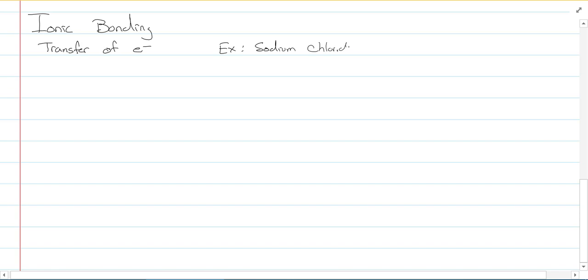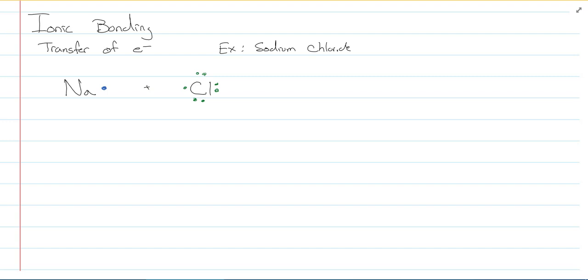Let's talk about ionic bonding now. And of course, in ionic bonding, we have a transfer of the electron. So we'll take an example here of sodium chloride. Lewis structure-wise, I have Na, and it has 1 valence electron. Cl, chlorine, has 7 valence electrons.